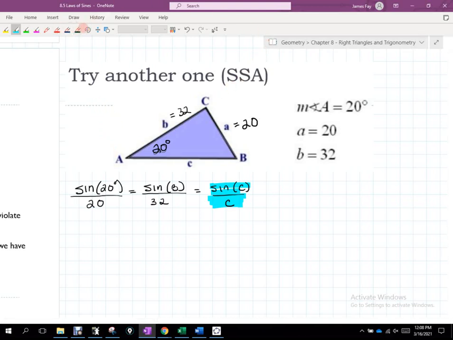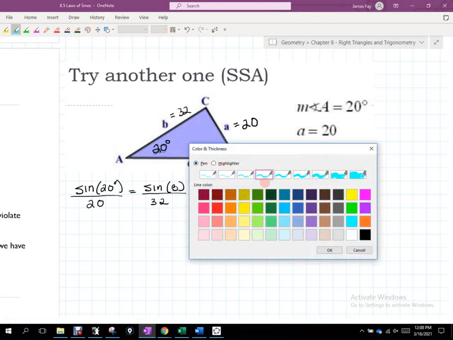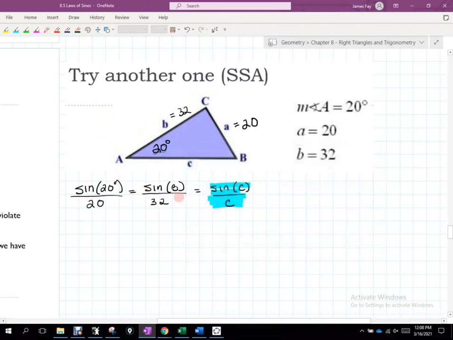Now, it's going to be a little bit different than what we did yesterday because of what they're asking for here. Yesterday, they asked us for a distance, so it was pretty cut and dry: cross multiply, solve for the variable, type in my calculator. Right now, we're going to cross multiply. We get 32 sine of 20 degrees equals 20 sine of B. That B is your variable, right? It's the only variable in the problem.